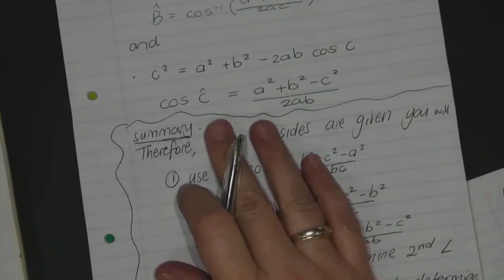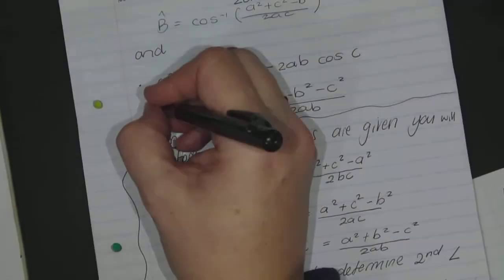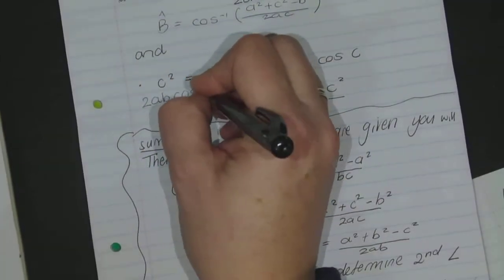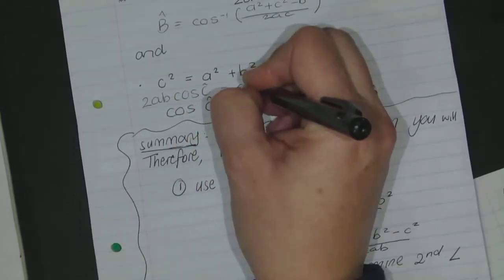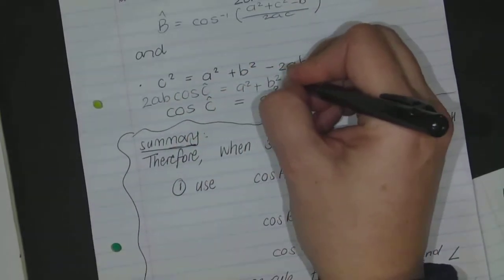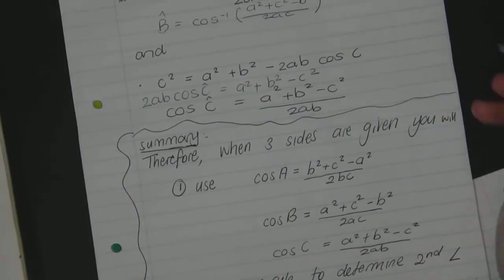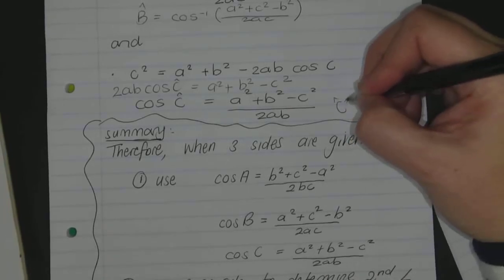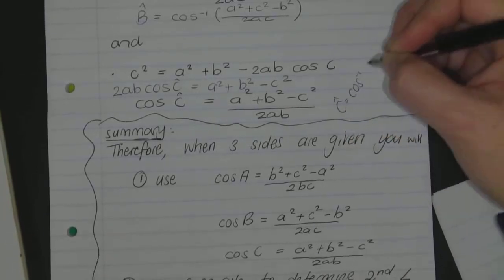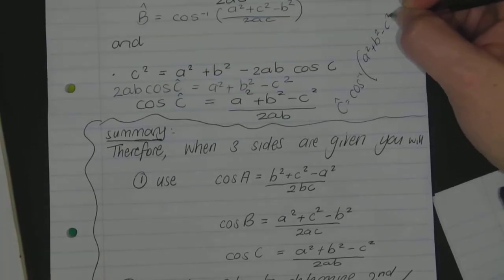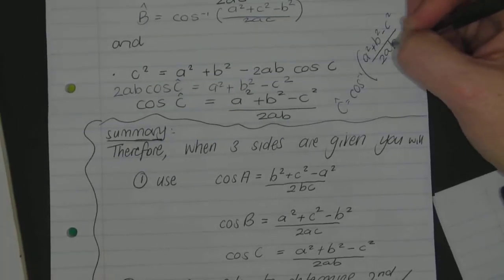The same will happen if I have C. Minus 2ab will move to the left, cos C. I will have a squared plus b squared minus c squared on the right, divide by 2ab, and C will then be the inverse of cos of (a squared plus b squared minus c squared) over 2ab.